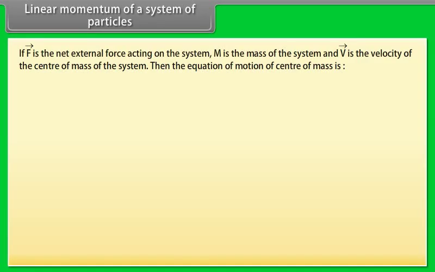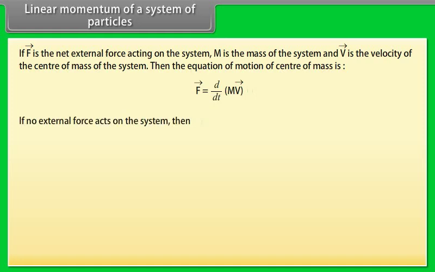Linear momentum of a system of particles. If F vector is the net external force acting on this system, m is the mass of the system, and v vector is the velocity of the center of mass of the system, then the equation of motion of the center of mass is F vector = d/dt of the product of m and v vector.